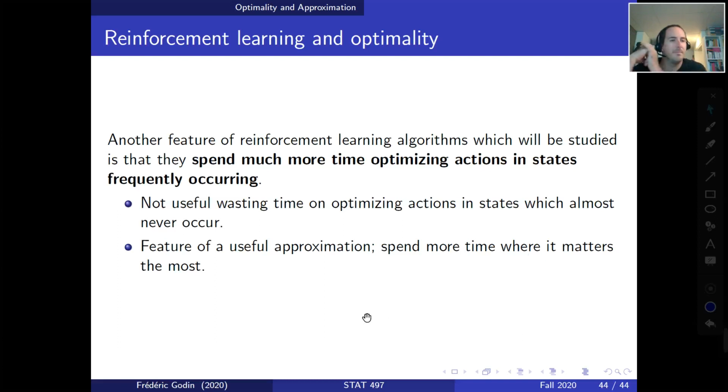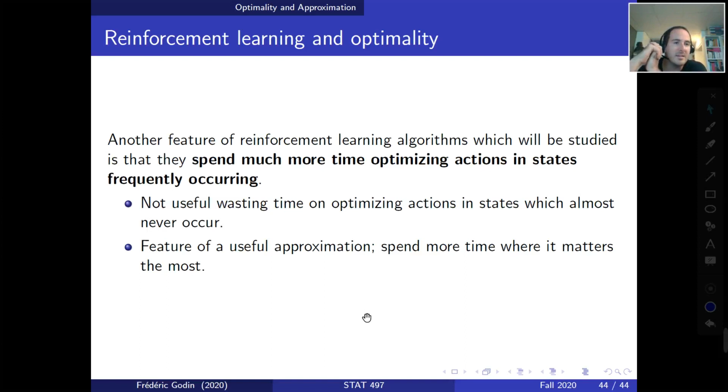Another useful feature of reinforcement learning is the following. We'll see this in subsequent chapters, but reinforcement learning spends much more time optimizing actions in states that are frequently encountered. Let's say you play backgammon. You might think, I'll optimize my possible action in all the various states, all the respective positions you can encounter in a backgammon game.